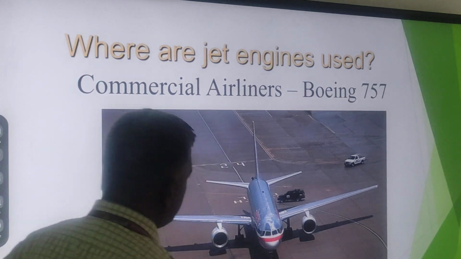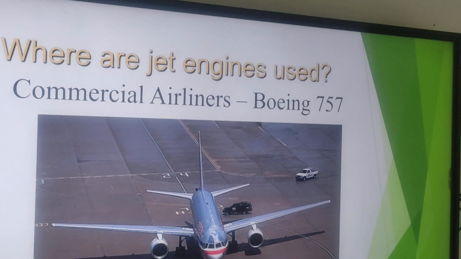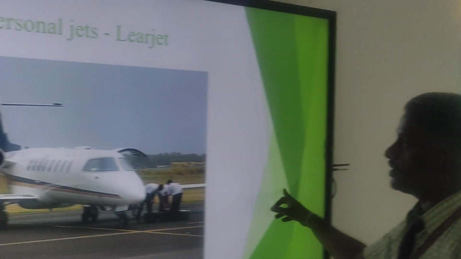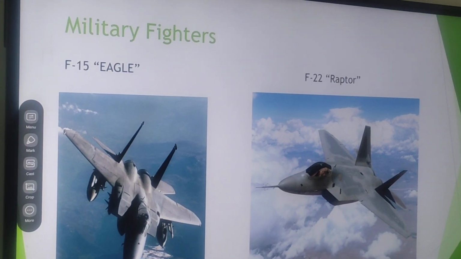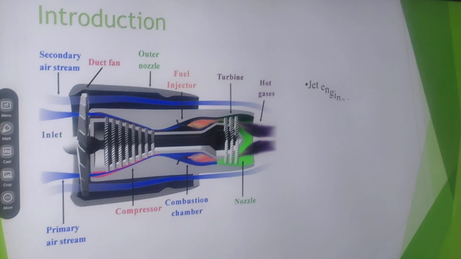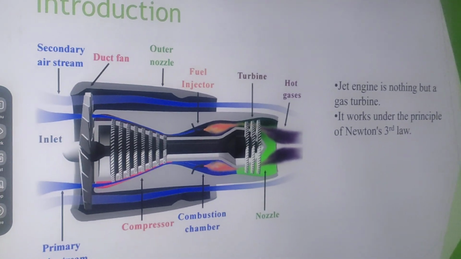Based on this thrust force, various jet engines are used in commercial aircraft such as the Boeing 757, then military, business and personal jets. Next, in military fighters, rocket propulsion is also used. These are the things. Then, how do jet propulsion systems work?